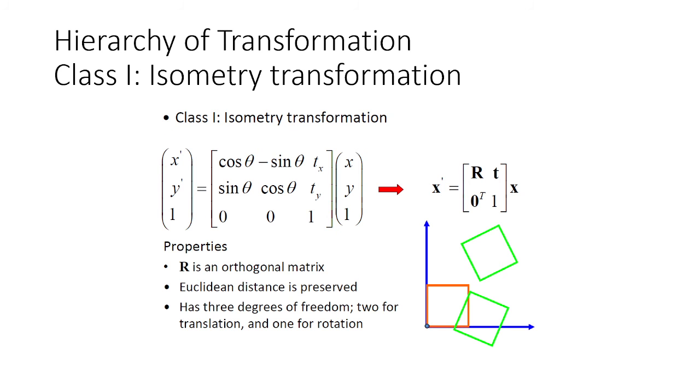There are many geometric transformations. One is the isometric transformation. These have certain properties. Iso means same, so the same shapes can be shifted. So that is the angle, cos theta, sin theta, everything. What does the capital R represent? It is an orthogonal matrix. The Euclidean distance will be preserved. It has 3 degrees of freedom, 2 for translation and 1 for rotation.